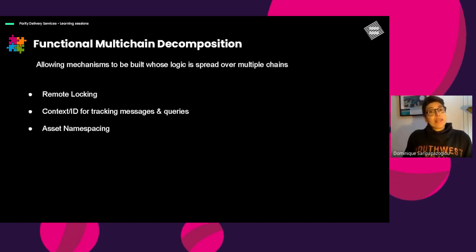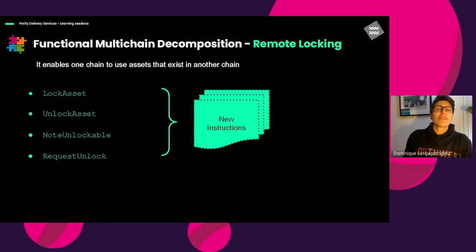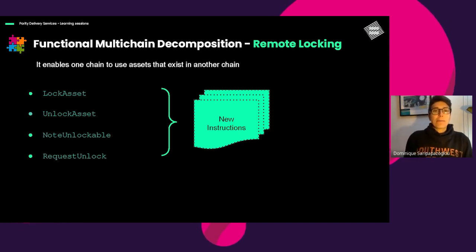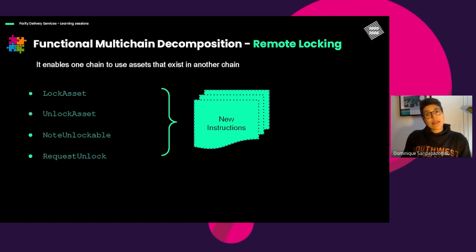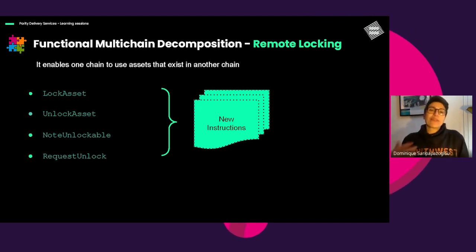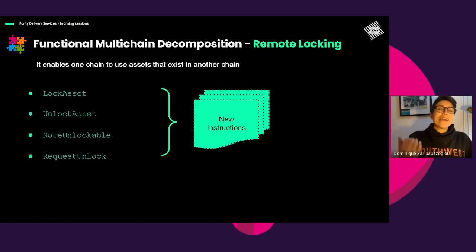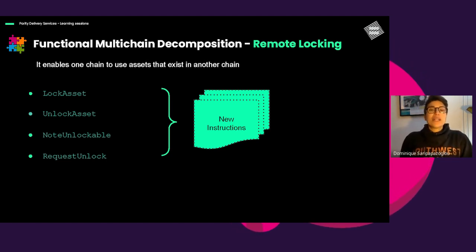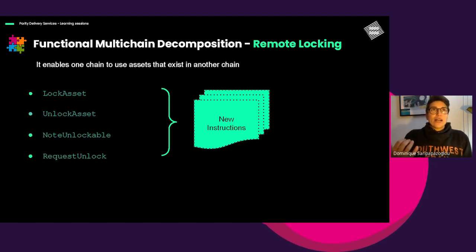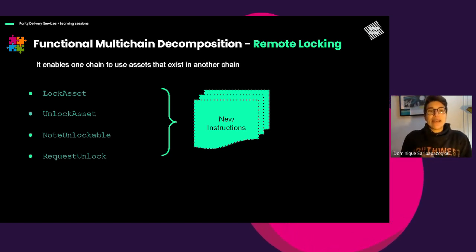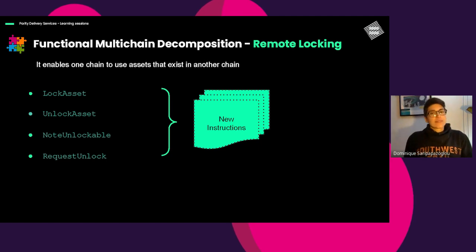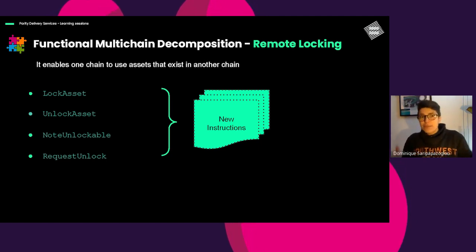So, to understand how this can be done, remote locking. I think Frank will also explain this in the code walkthrough, so I will not spend too much time on it. It enables one chain to use assets that exist in another chain. We have four new instructions with XCM3: lock asset, unlock asset, note unlockable, and request unlock. The one that is really interesting is request unlock, where another chain can request that an asset in the first chain be unlocked. I found it quite interesting. This can happen with XCM3.